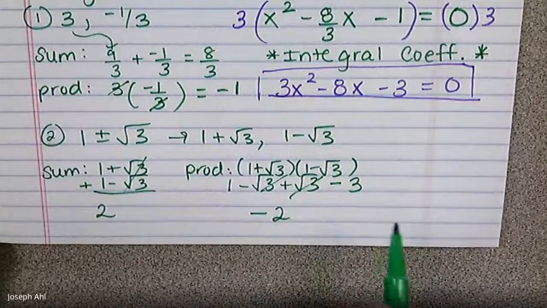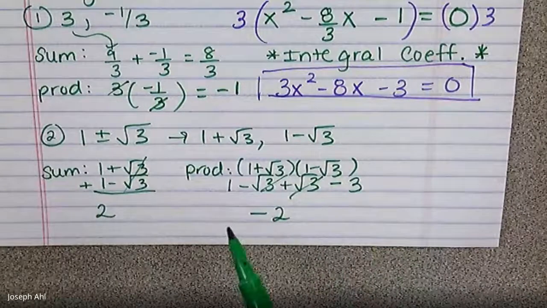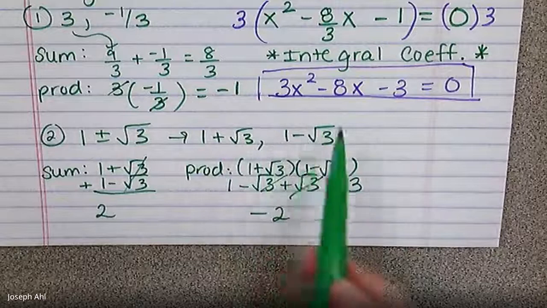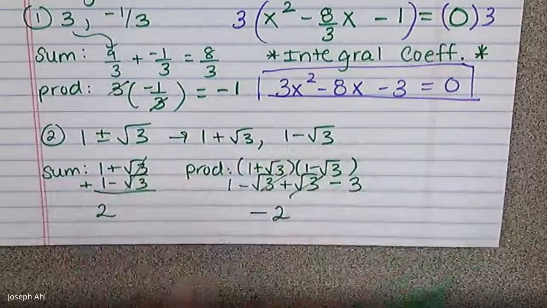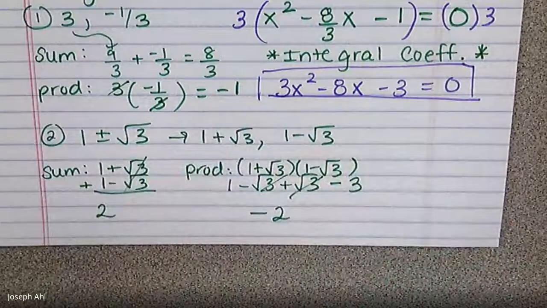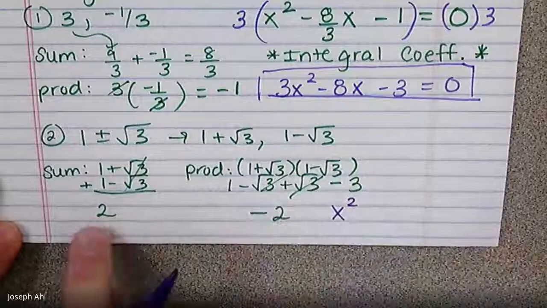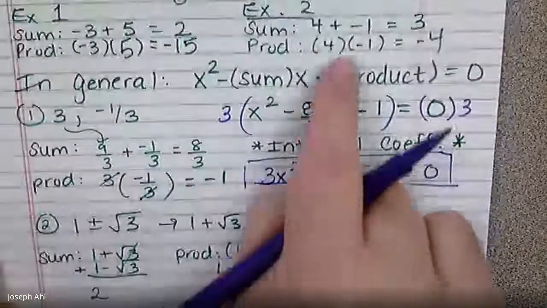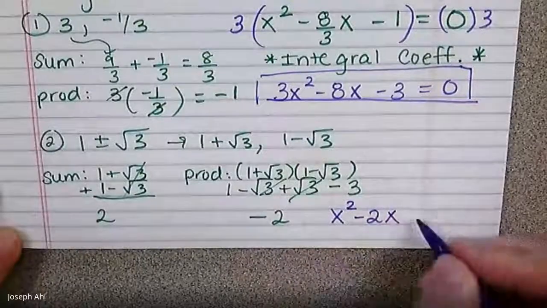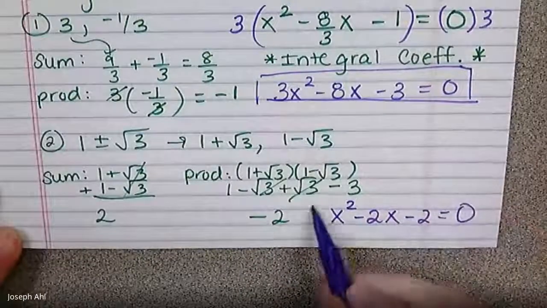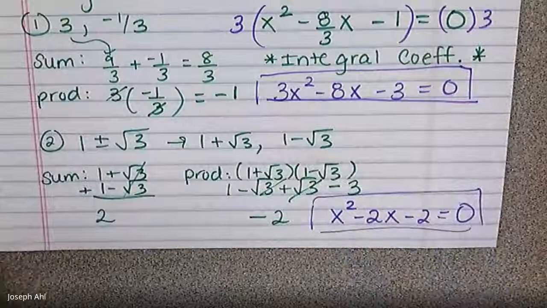You will never write an example of a quadratic equation that has radical coefficients. That's just not going to happen. So you'll always find that these radicals kind of go away when you do the sum and product there. So what's the answer in the end? Well, it's x squared. Change the sign of the sum, so minus 2x, but then keep that product -2. Don't forget about equals 0, okay?